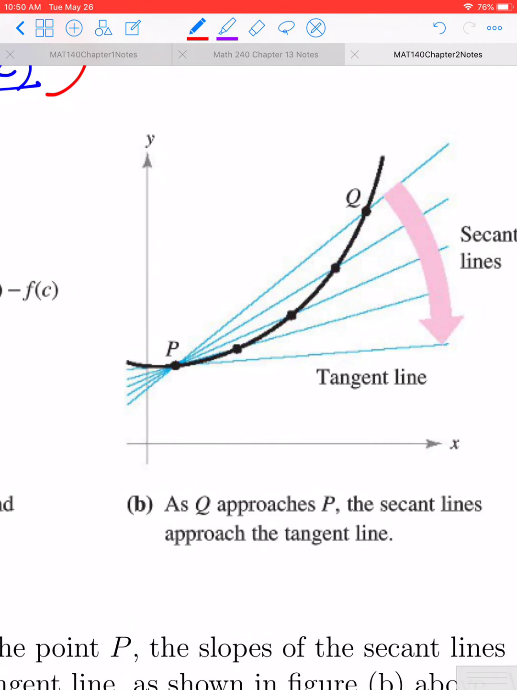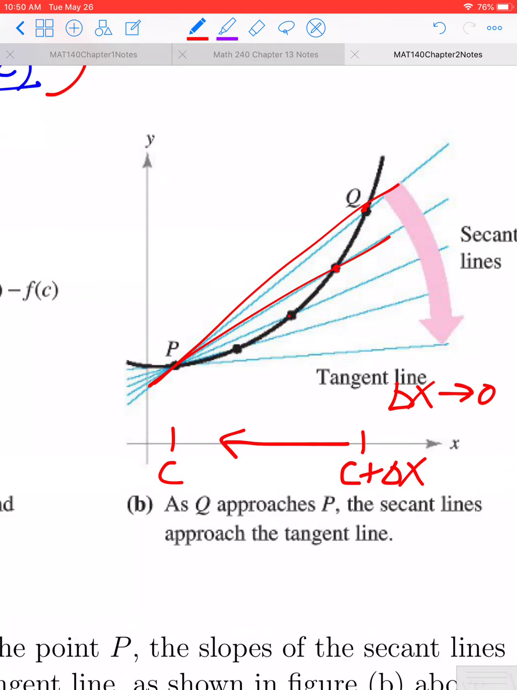What happens if we keep adding less and less and less each time? So here's that second point, c plus delta x. What happens when we let delta x go to 0? Well, if we're adding less and less to c each time, then the second point that's on our curve, those secant lines, as delta x gets smaller, are going to approach and get closer and closer and closer to approximating our tangent line.